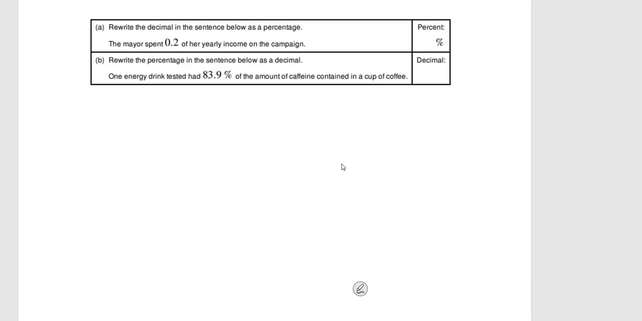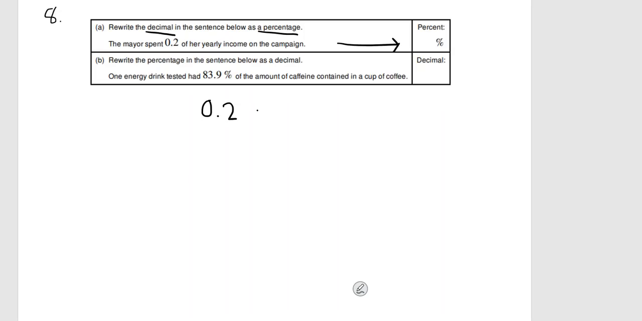Okay, so the next new type of question that you'll see, one that I haven't given you an example for, is number 8. Okay, and this says rewrite the decimal in the sentence below as a percentage. So we're going from a decimal to a percentage. The mayor spent 0.2 of her yearly income on the campaign. We want to know what is that as a percent.